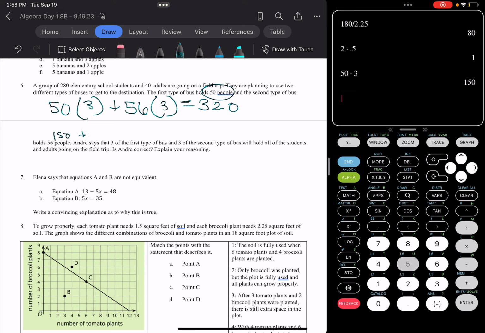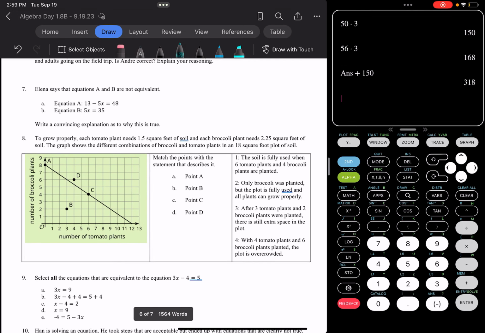All right, plus 56 times 3, which gives us 168 seats, plus 150 is 318. So 318 does not equal 320, and it also does not give us more than 320. So no, this only holds 318 people, and we need a bus system, buses to hold 320 people.